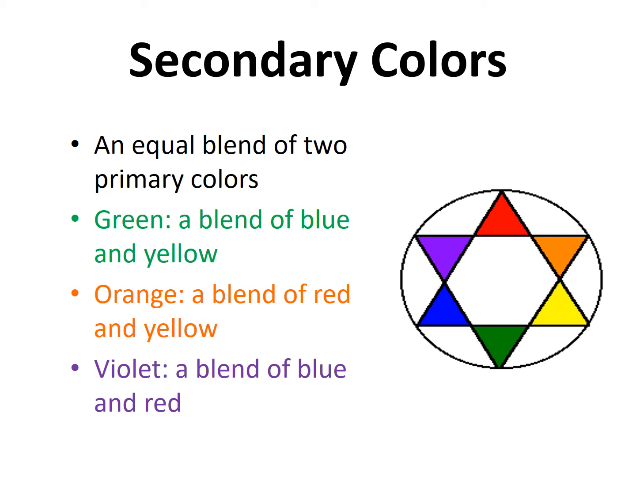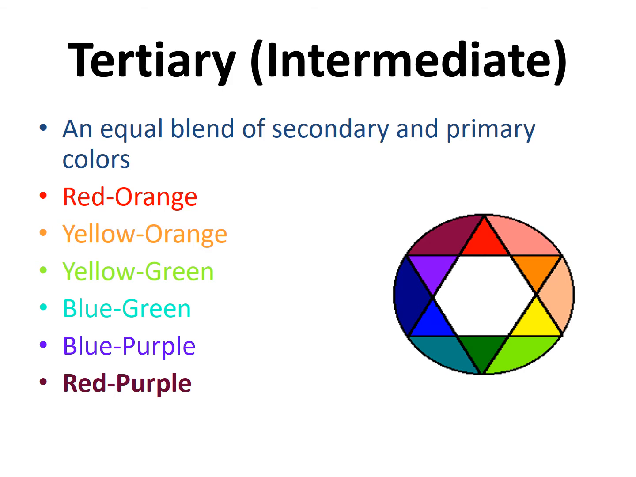All right, so as you see, we're slowly building and filling in these color wheels. And next we have tertiary, which are your intermediate colors. These are an equal blend of secondary and primary colors. So we're going to mix a primary and a secondary, and obviously not a whole lot of thought went into naming these colors. You mix red and orange, what do you get? Red orange. You mix yellow and orange, what do you get? Yellow orange. You mix yellow and green, what do you get? Yellow green. It's just mixing those colors together. And as you see, we have formed a very nice color wheel over here.